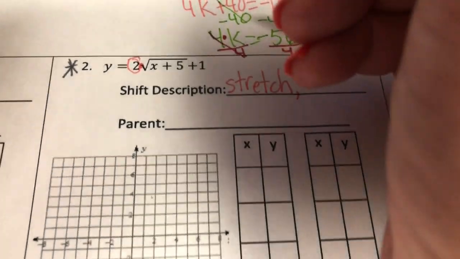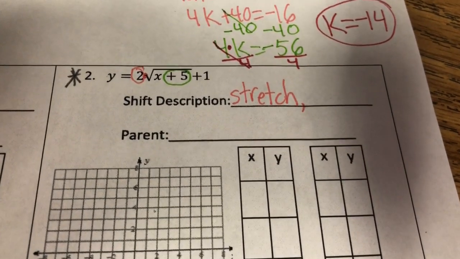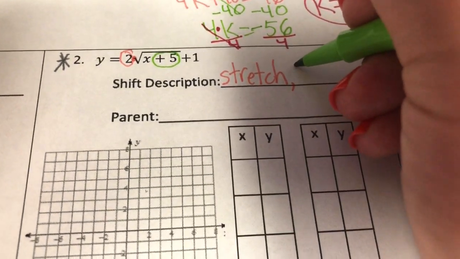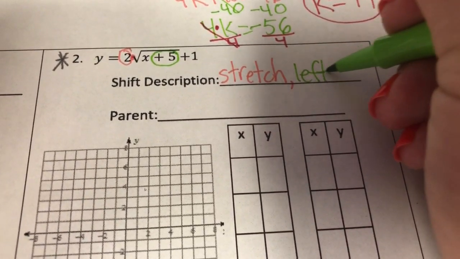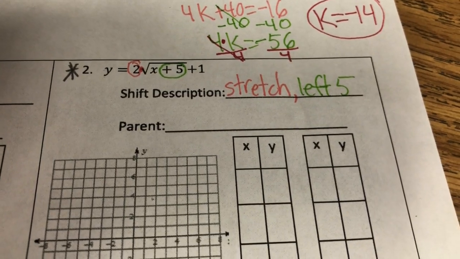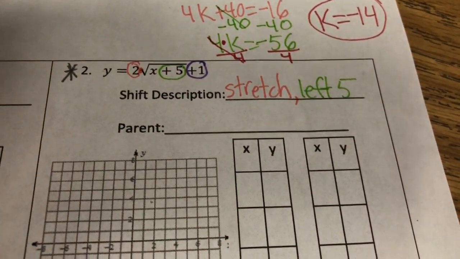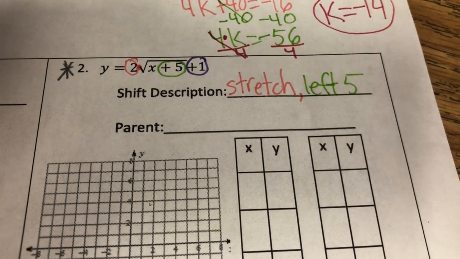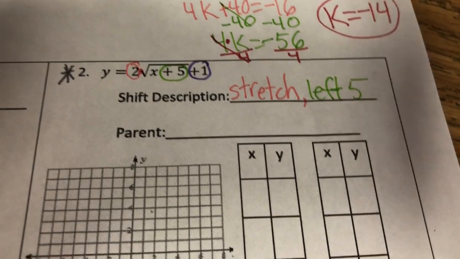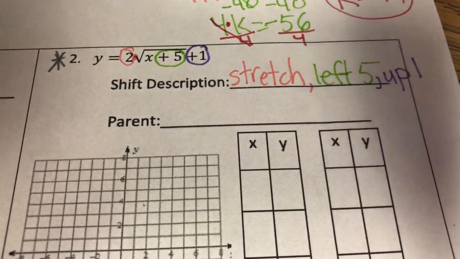Our plus 5 is on the inside. It's affecting the x's. So we're going to be disobedient to the sign. So we're going to be moving to the left 5. Then we've got a plus 1 on the outside, out back. It is obedient because it's on the outside affecting the y's, so we're going to be moving up 1.